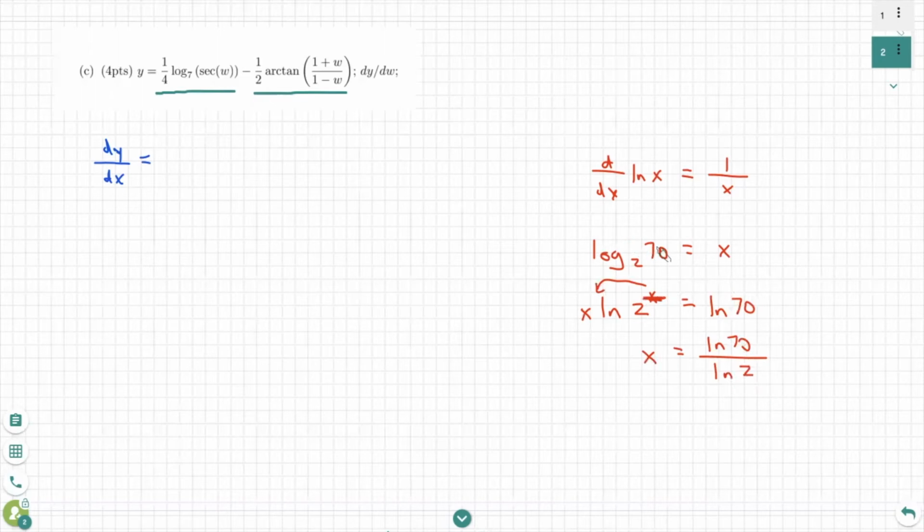And these are then equal, because they're both equal to x, right? Log base 2 of 70 is the same as ln 70 over ln 2. That makes sense? Got it. Yeah, that does. Okay, so now let's go back to this problem here.